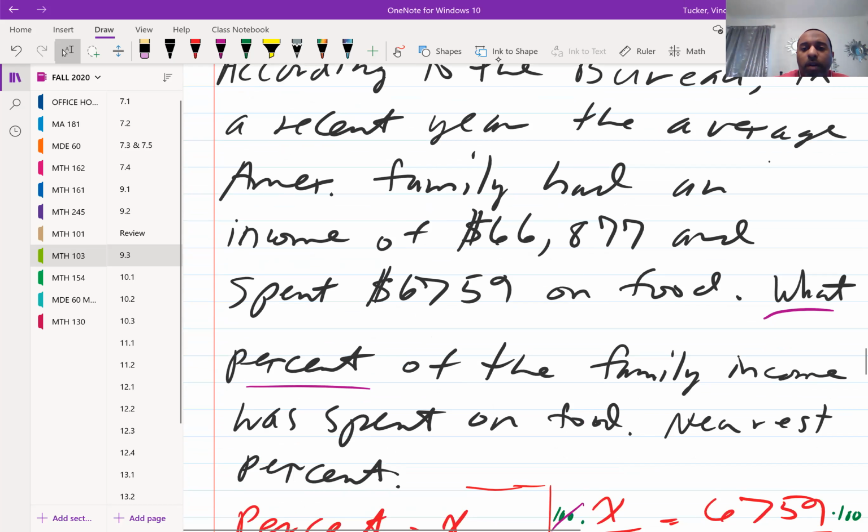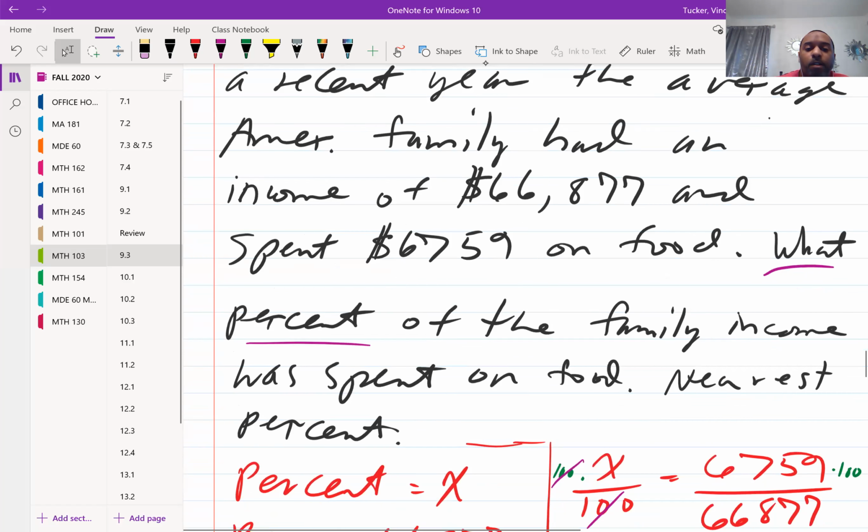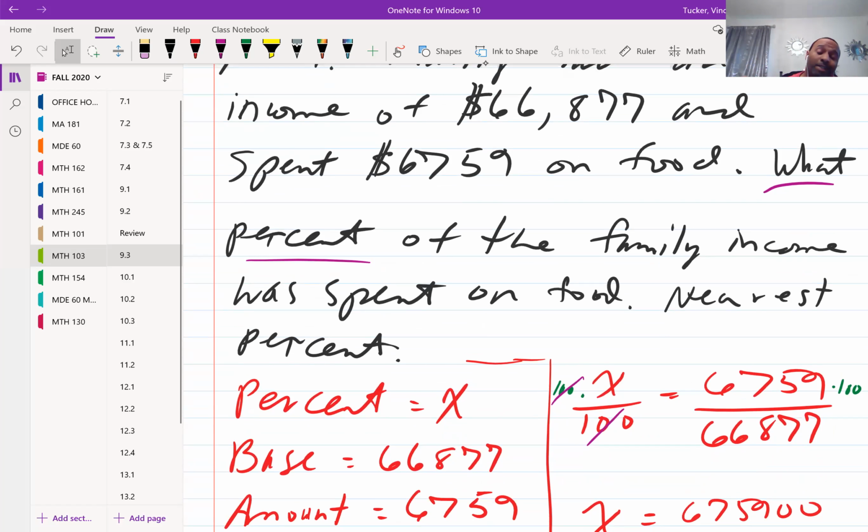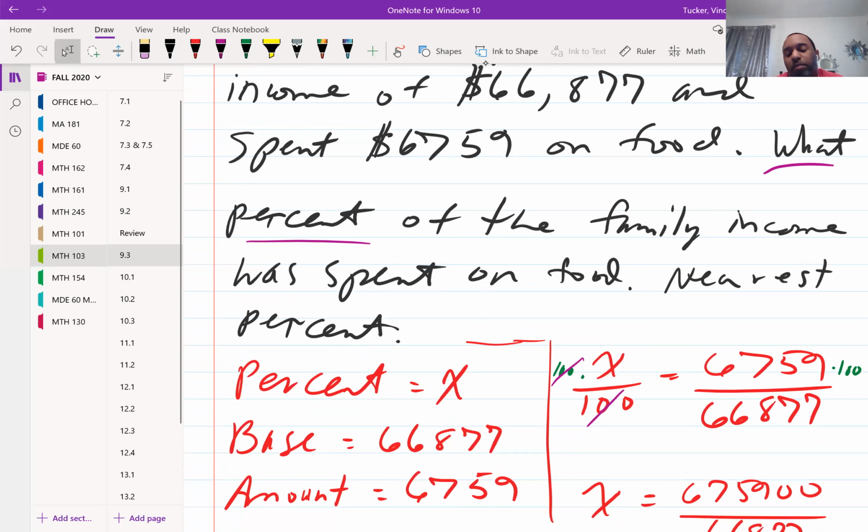All right, so let's look at how we're going to set this one up. The percent is what we're looking for, so that's going to be our X. Our base amount is the $66,000 that we make in a year, and then the part is how much is spent on food. So you have the total amount of money per year, 66,877, and then you have a part of that, which is 6,759. That's how much you spend on food.